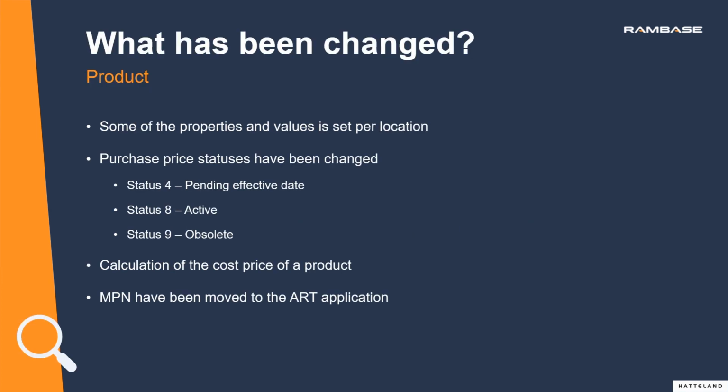So let's take a look at what's been changed. I can first mention that the whole application has got a new design, and I've put some bullet points down of some of the most important changes. We have some properties and values that could be set per location, meaning that if you have a different location defined in your system, you can set up different properties on the products.